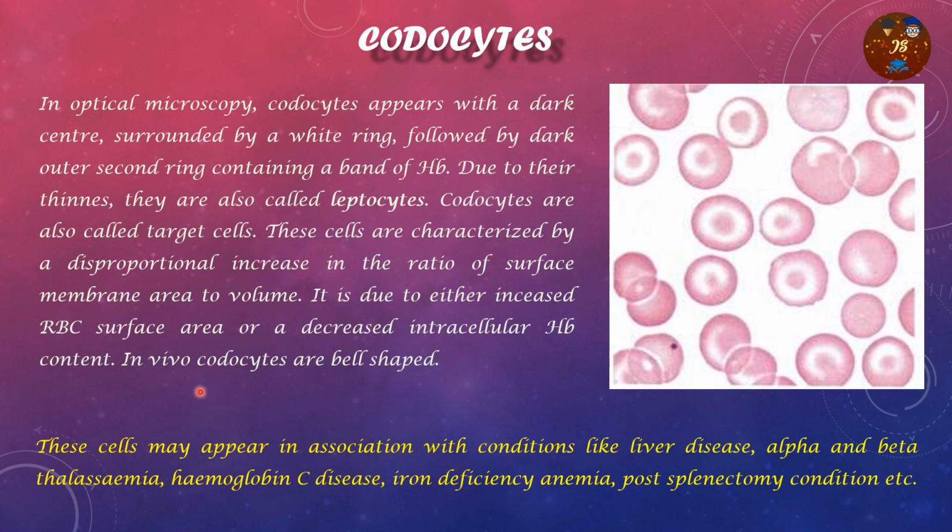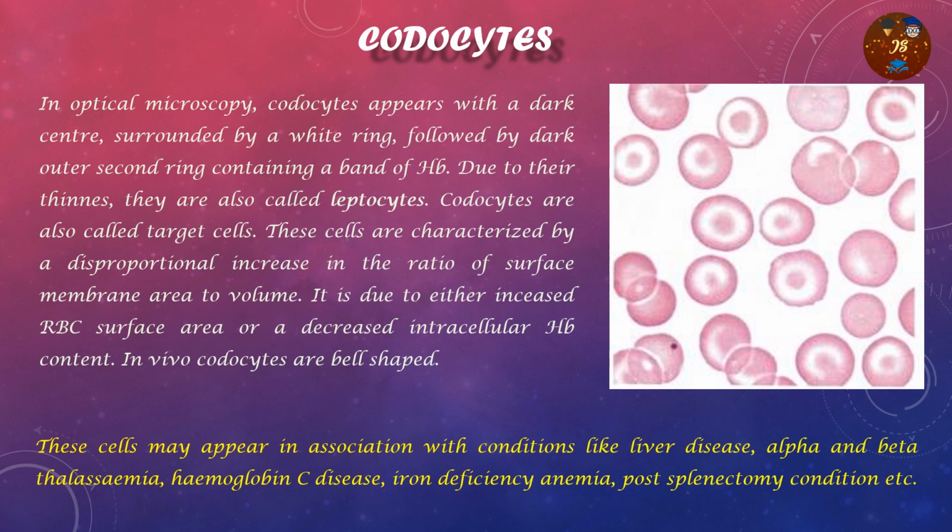In vivo, meaning within the blood vessels, they appear bell-shaped. It is associated with conditions like liver disease. So both acanthocytes and podocytes are related to liver disease. Alpha and beta thalassemia, it's very much seen in thalassemia patients. Also hemoglobin C disease, iron deficiency anemia, post-splenectomy condition, etc.